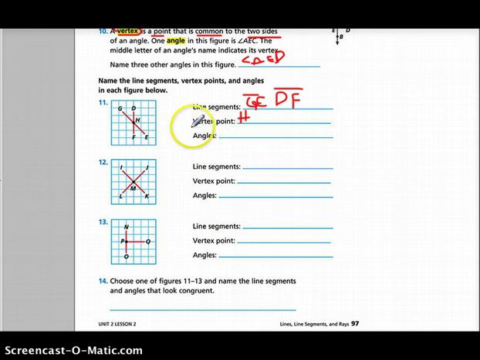And then we need to label the angles. So I have angle DHE, angle EHF, angle FHG, and angle GHD. Sorry, that's hard to read. Notice that my vertex is always the middle letter.